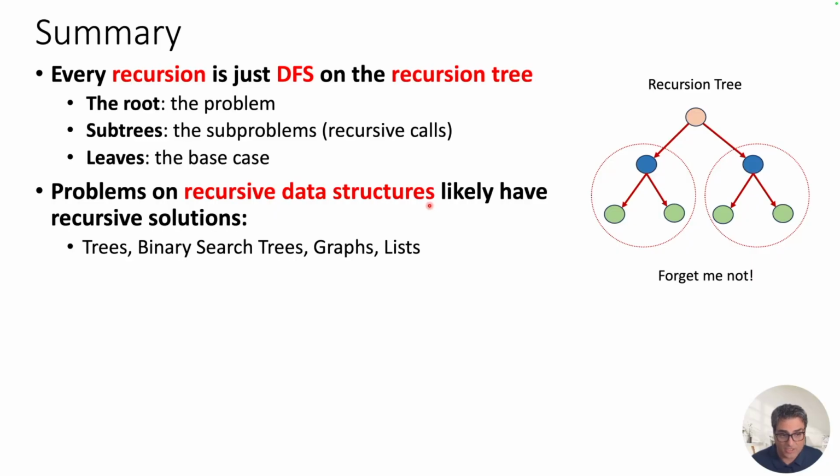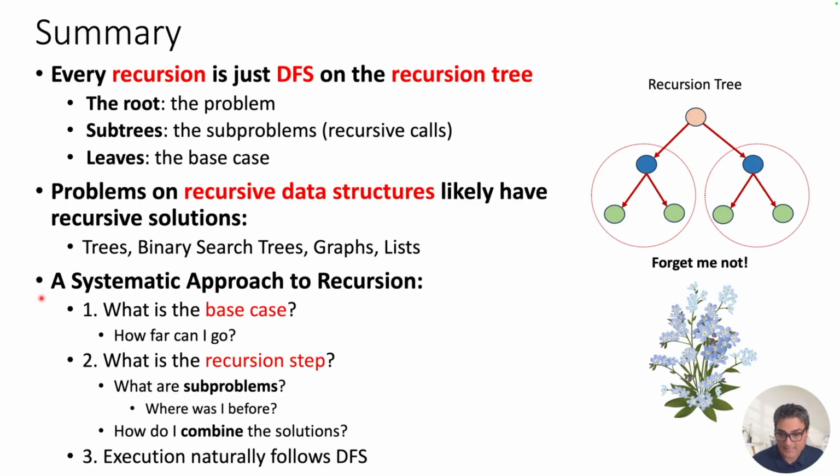Problems on recursive data structures likely have recursive solutions. For example, trees, binary search trees, graphs, and lists. When you get a problem on these data structures, one technique to think about would be recursion. And finally, I presented to you a systematic approach to recursion, which consists of 3 steps. Find the base case, find the recursive step, and then the execution naturally follows DFS. And one more time, as you're solving recursive functions, make sure that you use the recursion tree. This is your best friend, gives you a lot of insight into solving the problem.